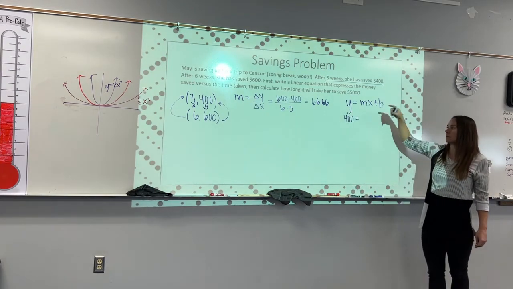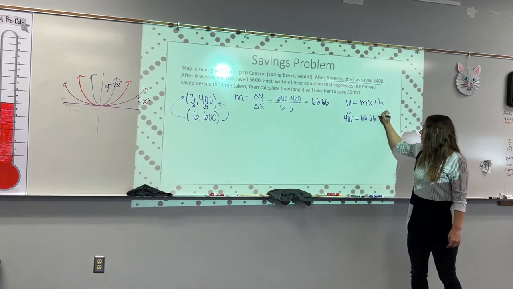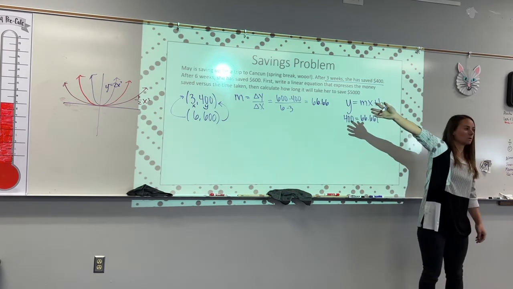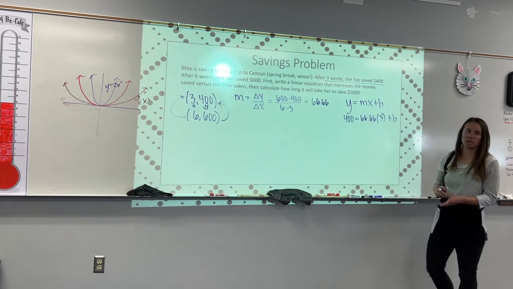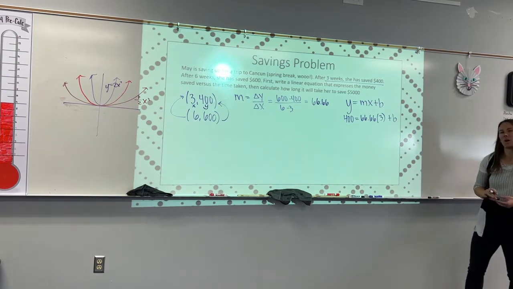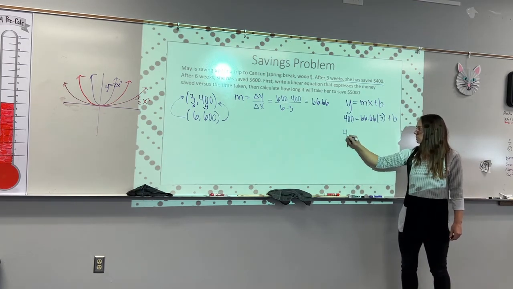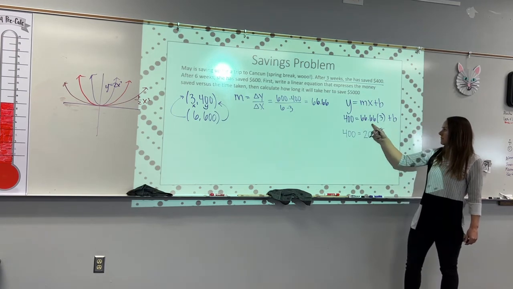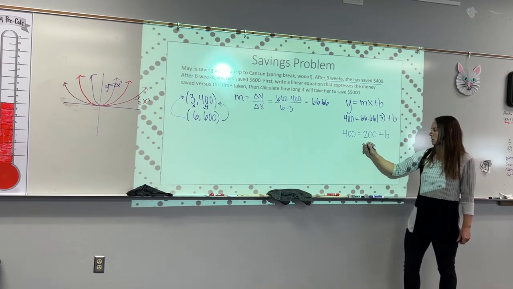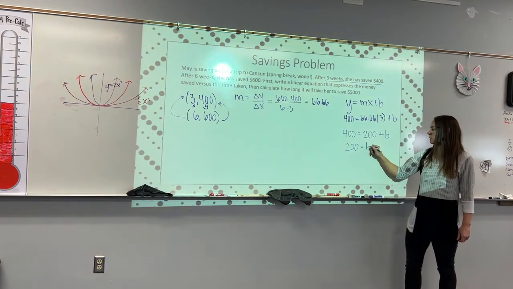What did we find my slope to be? Yep, 66.6. What's my x value of the coordinate we chose over there? 3. And then we say plus b. We have done this last year. Not the same problem, but the same concept. So I think that's 200, but can someone confirm with me? Okay, so we're gonna have 200, because we just did that math. Okay, then I'm gonna subtract 200 from both sides, and I get 200 equals b.